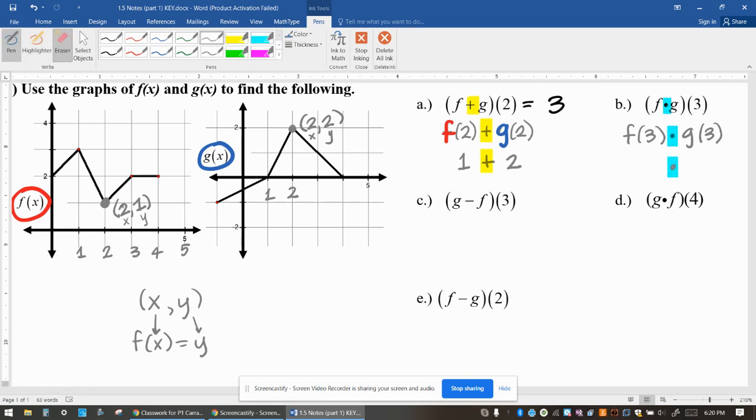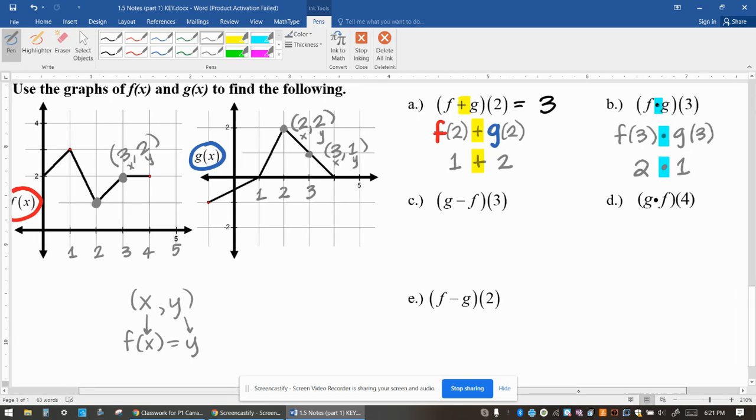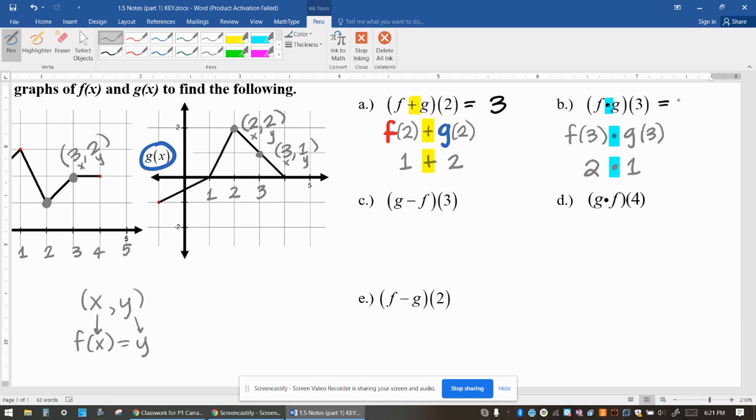So I'm going to go back to my function, and this time I need to find the value of f of 3. So I look for the x value of 3, and I follow that x value up and down, the vertical line, till I find a point on the function. This ordered pair is 3, 2. So for the x value of 3, I get a y value of 2. So f of 3 equals 2. G of 3 is 1 because the ordered pair 3, 1 is on the function. And then 2 times 1 is 2.